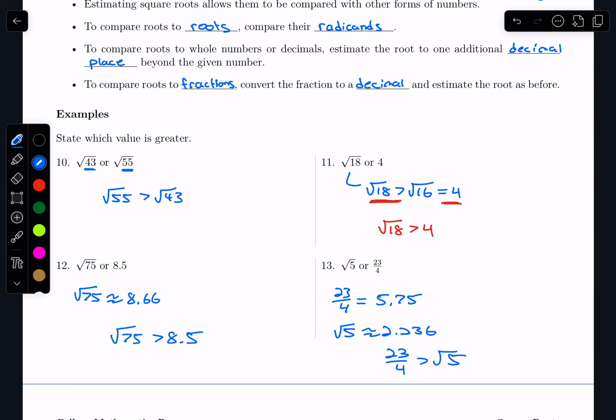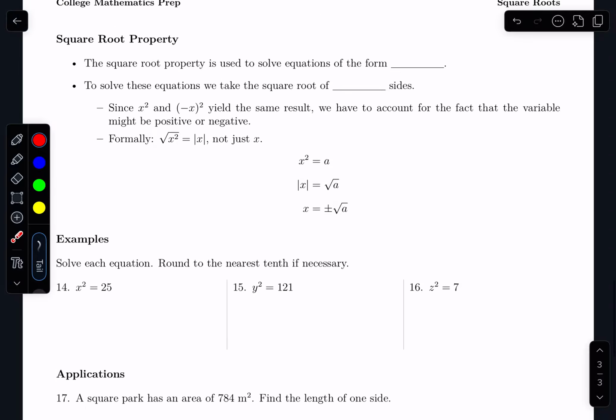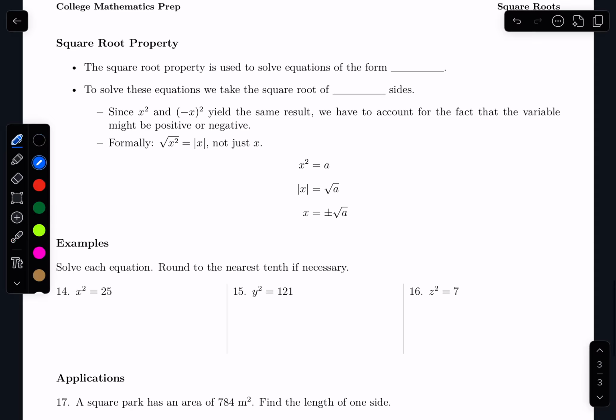And again, that one, I didn't need the decimal approximations really, because by doing the approximation just by checking which integers it lies between, I knew the square root of 5 was between 2 and 3, and I know 23 over 4 is bigger than 5, so clearly something bigger than 5 is going to be larger than something that's between 2 and 3. All right, now square root property for solving equations.